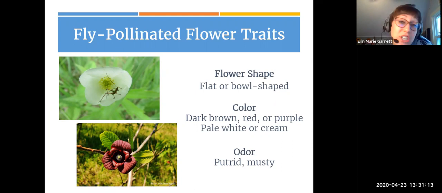This is just their general preferences. So flat or bowl-shaped flowers and two opposite color spectrums. Some flies will prefer really dark brown, red, or purple flowers that mimic rotting flesh. We know a lot of flies are attracted to animal carcasses, so flowers that mimic that and put out a putrid, musky odor are going to attract some different types of flies, but pale white and cream flowers are also going to attract our flies.